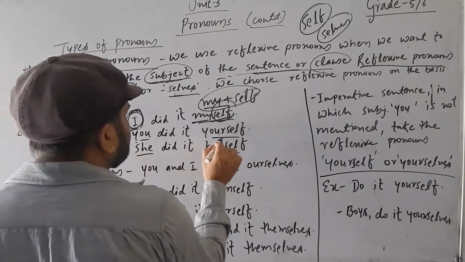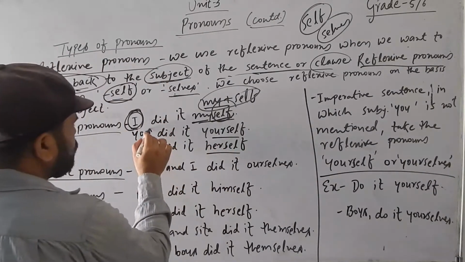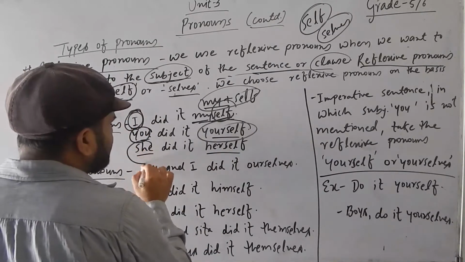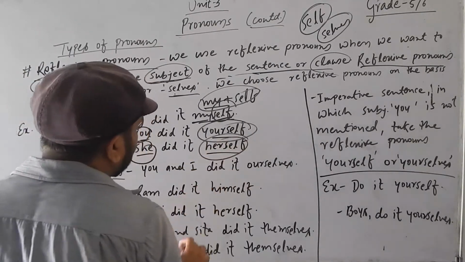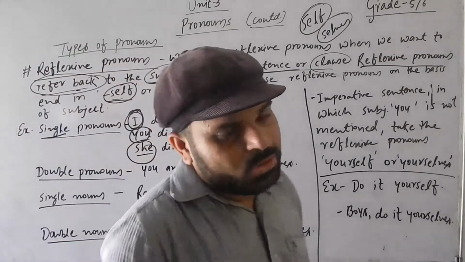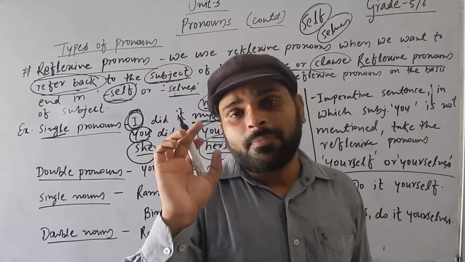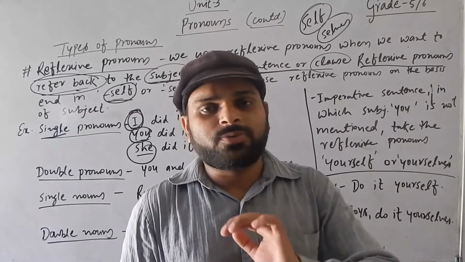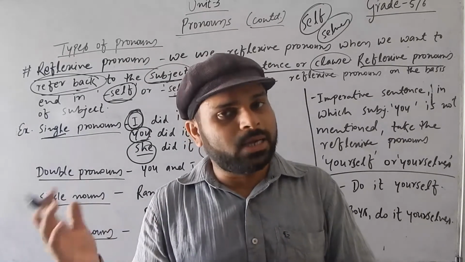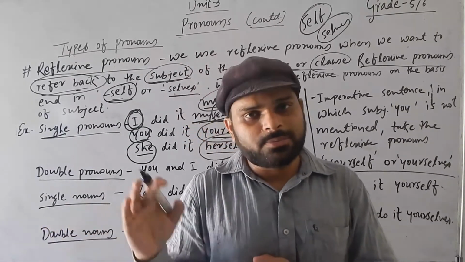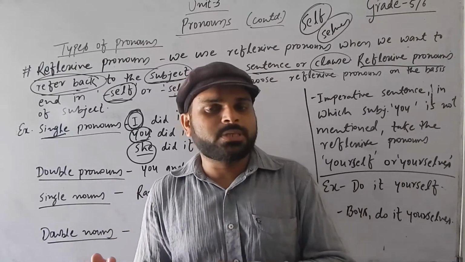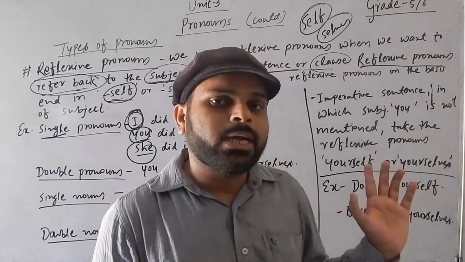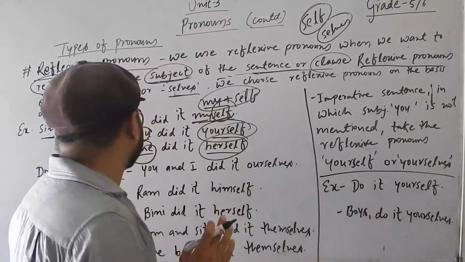Next, you did it yourself. You, yourself. Likewise, she, herself. Therefore, I tell you time and again to remember that chart of first person, second person, third person, and the three cases: subjective, objective, and possessive. Then it will be more clear to understand the details.